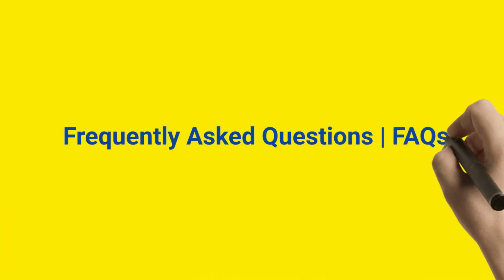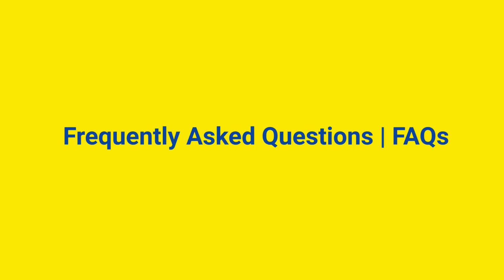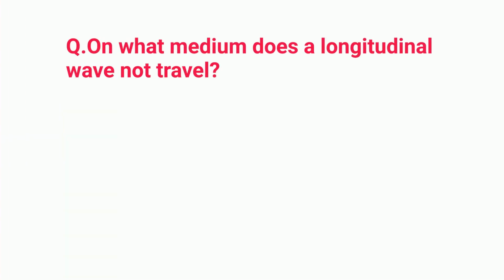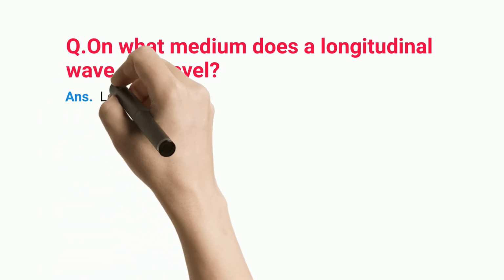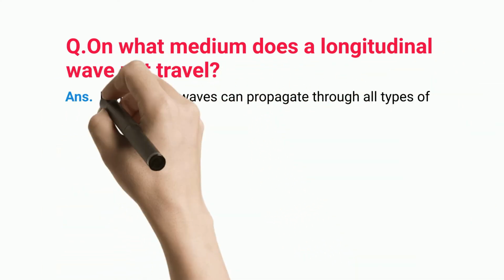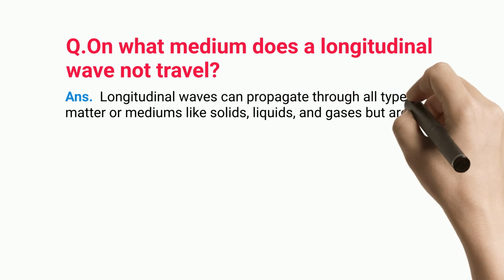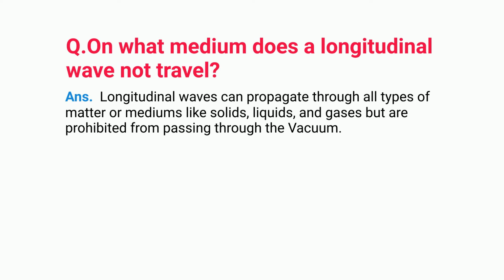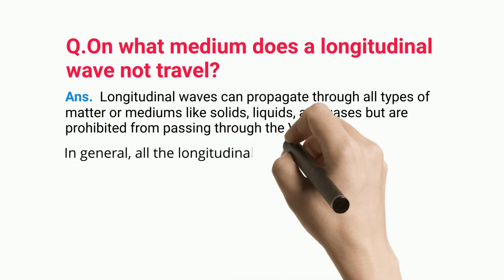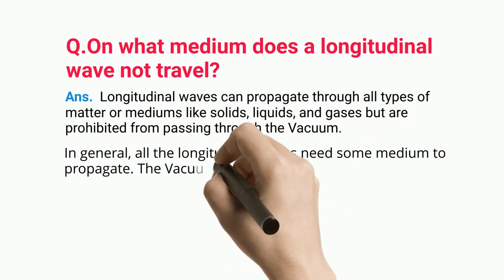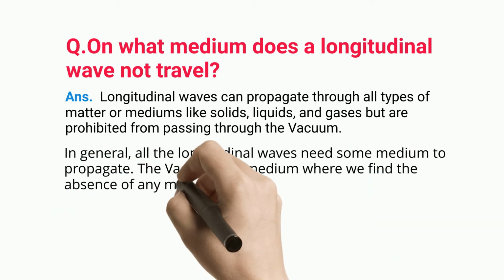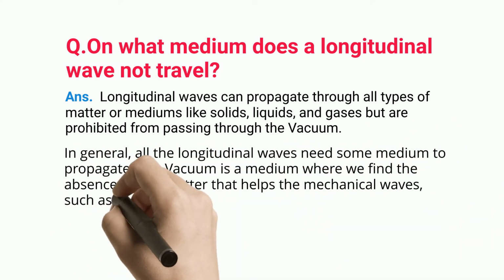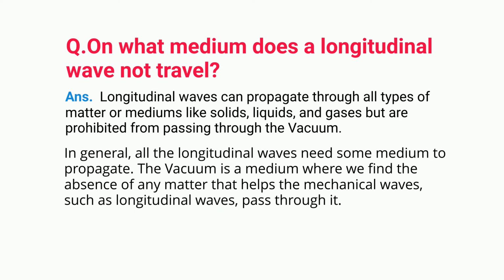Frequently asked questions (FAQs). On what medium does a longitudinal wave not travel? Longitudinal waves can propagate through all types of matter or mediums like solids, liquids, and gases, but are prohibited from passing through the vacuum. In general, all the longitudinal waves need some medium to propagate. The vacuum is a region where we find the absence of any matter that helps mechanical waves, such as longitudinal waves, pass through it.